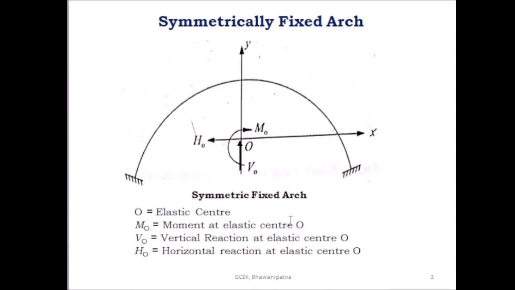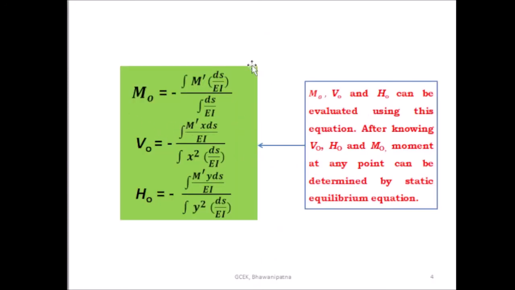Then coming to the symmetrical fixed arch. This is the x-axis and this is the y-axis, and this is the elastic center. O is the elastic center. So here the fixed arch is symmetric with respect to the y-axis. This is the moment at the elastic center MO, this is the vertical force at the elastic center VO, and this is the horizontal force at the elastic center HO. These forces can be found out using this formula. So these are the 3 forces.